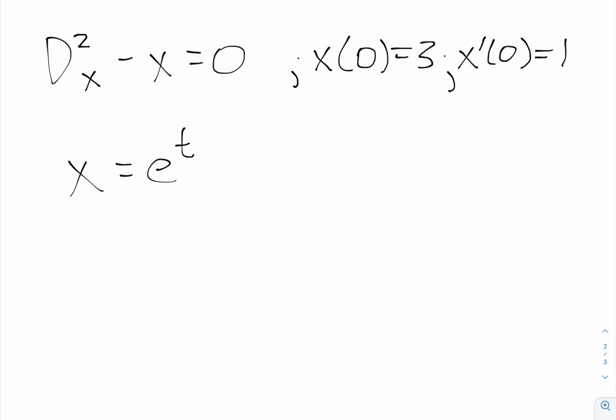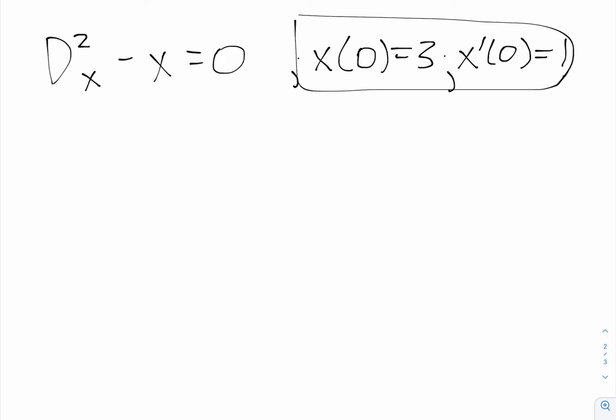Well, now this won't work, because if we put 0 in for t, we're going to get e to the 0, which is 1, and 1 does not equal 3. So we're going to get some other function. It's probably going to be an exponential, just looking at this equation. But we're not quite sure what that's going to be to meet both of these criteria for the initial conditions.